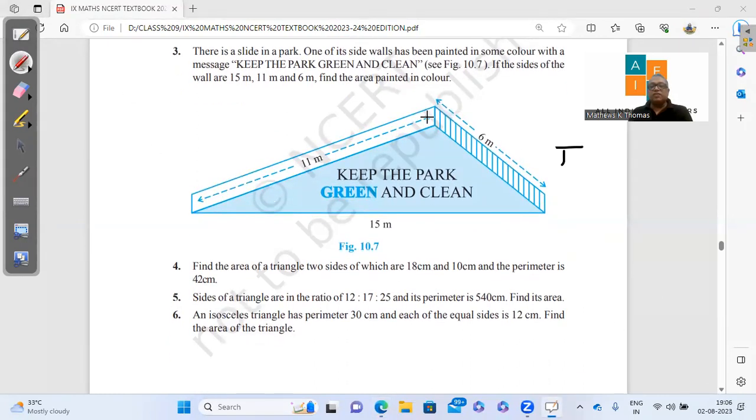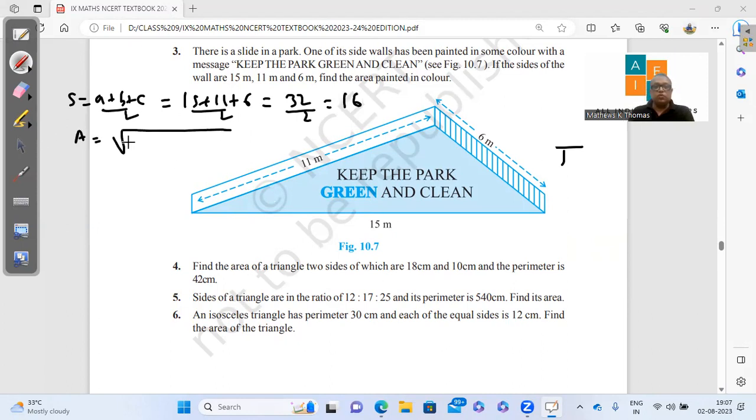So 15, 11, and 6 are the dimensions. So semi-perimeter is A plus B plus C by 2. So dimensions are 15, 11, and 6. So when I add this, I'm going to get 32. Right? 32 by 2, I'm getting semi-perimeter as 16. So area will be root of S, S minus A, S minus B, S minus C. Right? So S value we have calculated as 16.